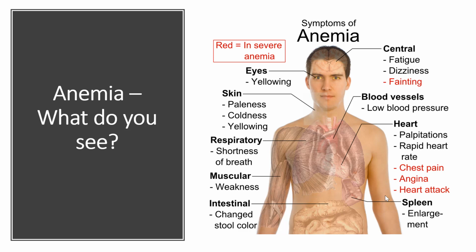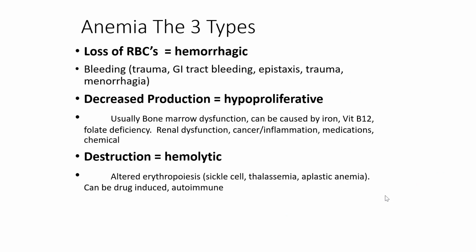Tachycardia, palpitations, chest pain, we'll talk about that. That's one of the presenting signs with sickle cell. And certainly the spleen can become enlarged, although not here on the list, but sometimes also the liver can become enlarged. So there's three types of anemia.